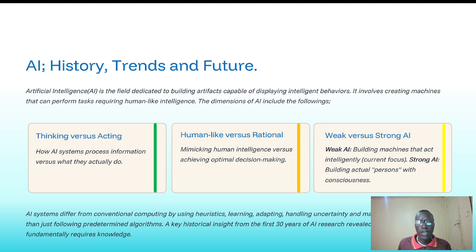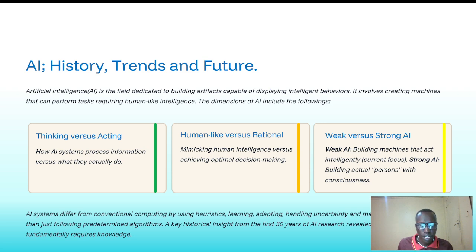It explains the dimensions of AI, including the following: thinking versus acting, as you can see, how AI systems process information versus what they actually do; human-like versus rational, mimicking human intelligence versus achieving optimal decision making; and weak versus strong AI.